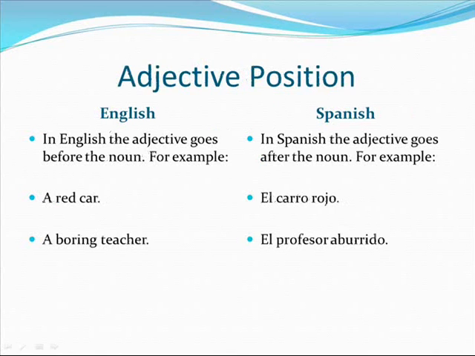The next difference is the adjective position. In English, the adjective goes before the noun. For example, a red car, a boring teacher. In Spanish, the adjective goes after the noun. For example, el carro rojo, el profesor aburrido.